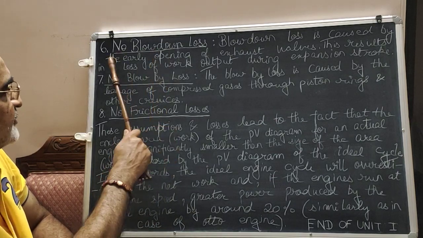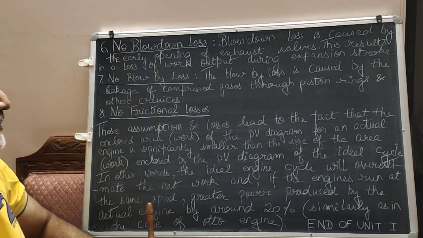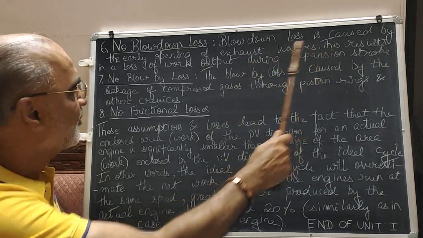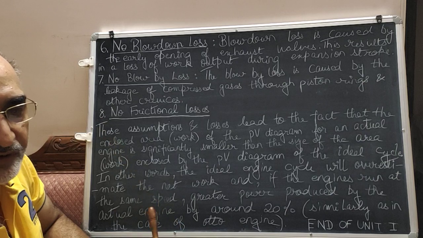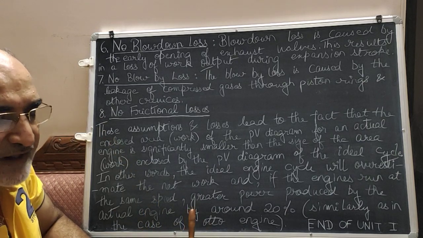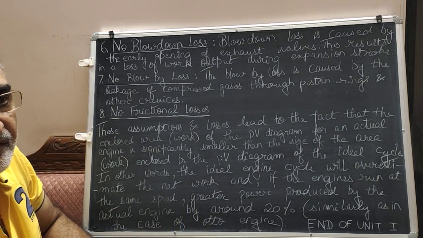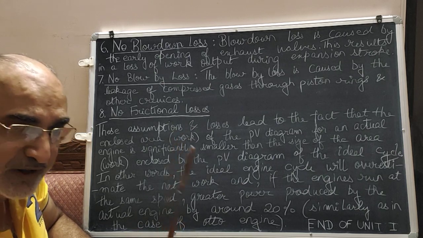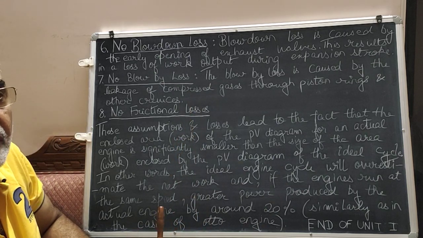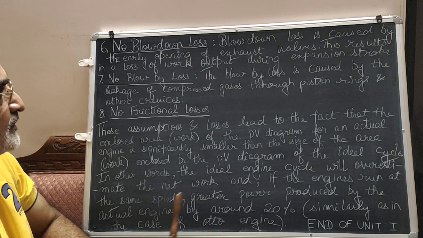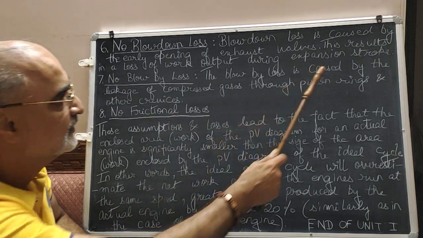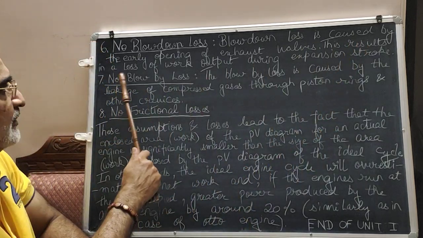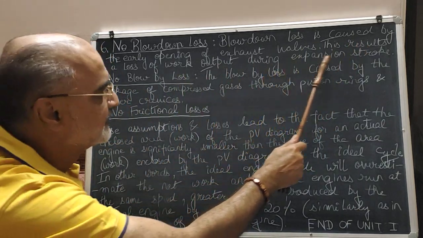No blowdown loss is the sixth point. Blowdown loss is caused by the early opening of the exhaust valves, which I spoke about earlier. Early opening, and a certain amount of the fresh charge invariably goes out of the exhaust valve. So naturally there will be a loss of power compared to the real cycle. This results in a loss of work output during the expansion stroke.